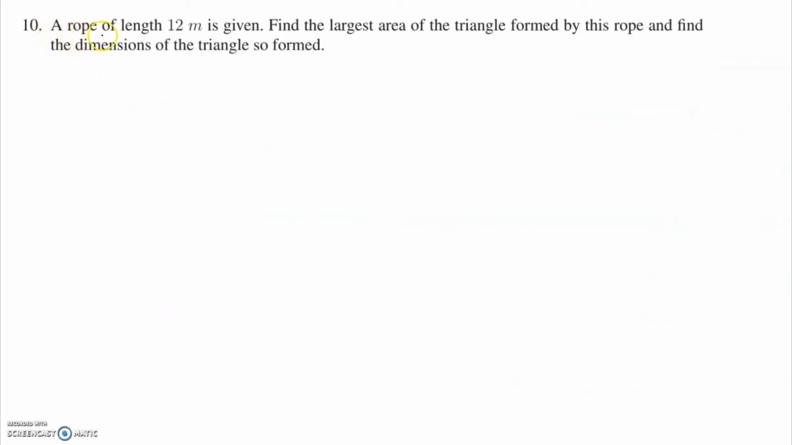Question number 10. A rope of length 12 meters is given. Find the largest area of the triangle formed by this rope and find the dimensions of the triangle so formed. So the perimeter is now given. The perimeter of the triangle is equal to 12 meters. So this is the triangle.